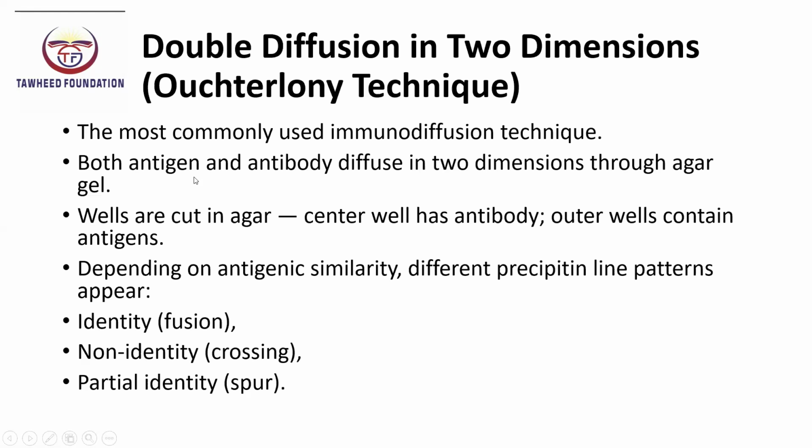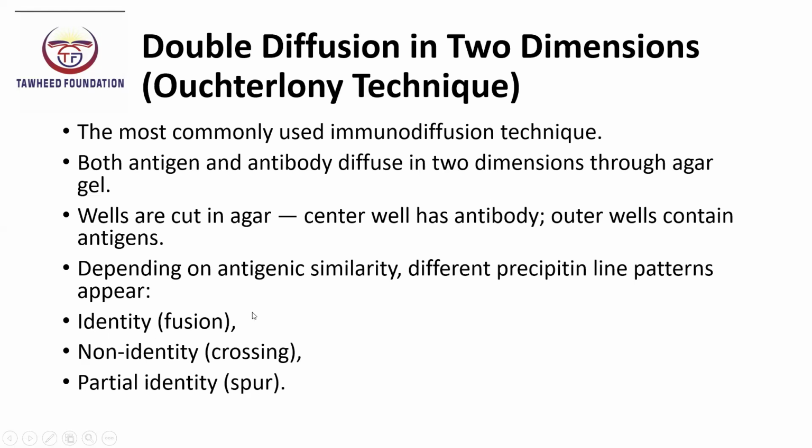So both antigen and antibody diffuse radially towards each other through the gel. When they meet in optimal proportion, visible precipitate lines form between the wells. The pattern of these lines provides information about the relationship between different antigens.